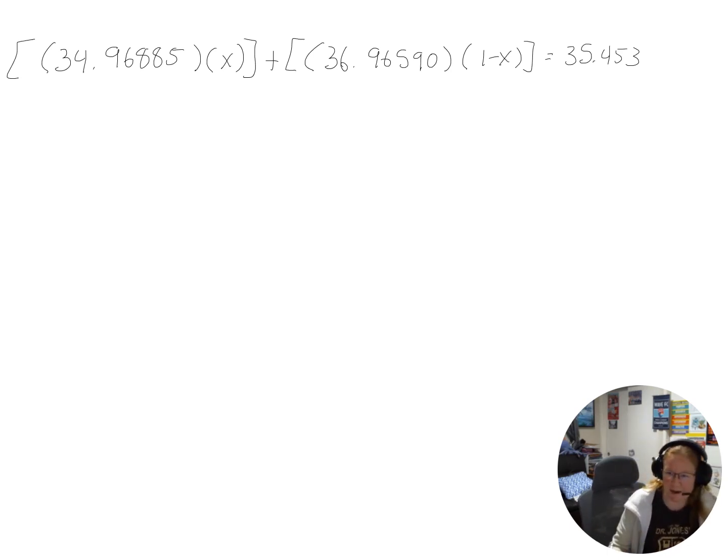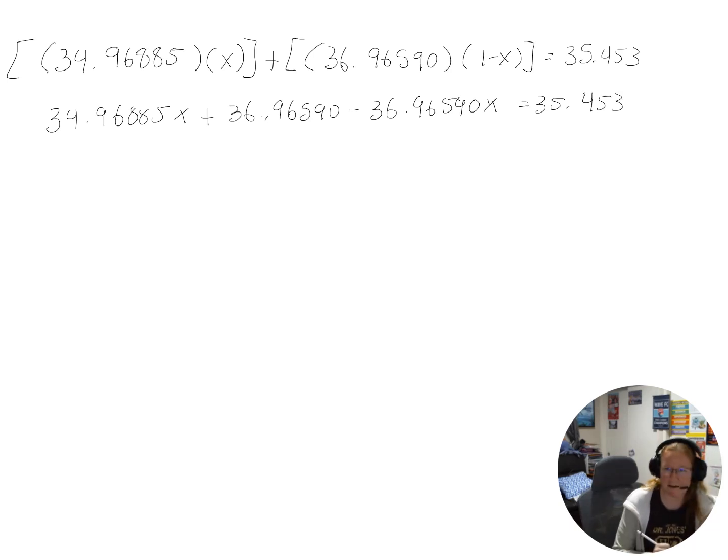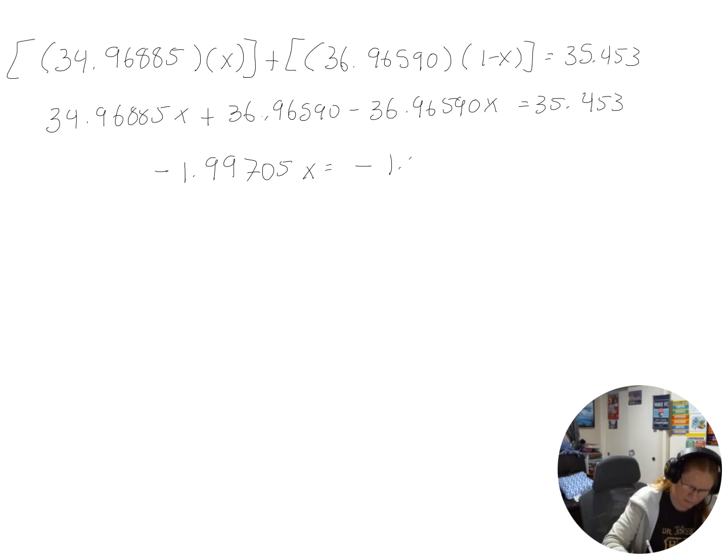All right, so we're going to combine like terms. We're going to distribute. We're going to do all the things. All right, so 34.96885x plus 36.96590 minus 36.96590x is equal to our 35.453. All right, so we did our distributing. Now we'll combine our like terms. We'll get negative 1.99705x is equal to negative 1.5129. Okay, this is okay at this stage.